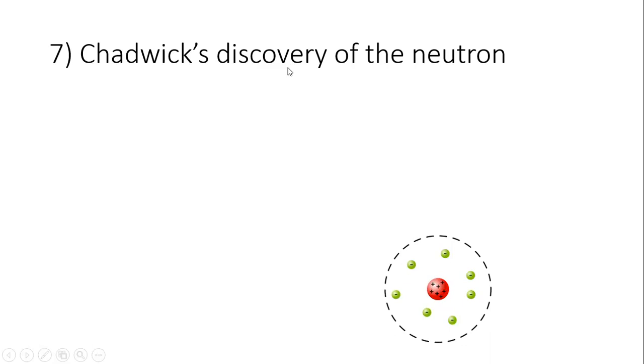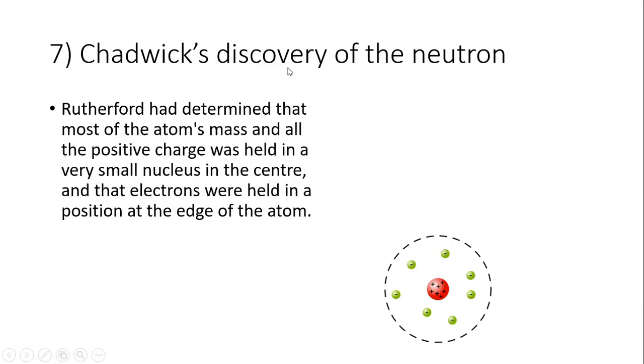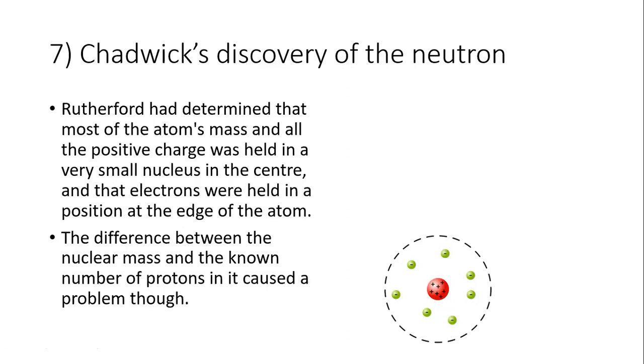Okay, Chadwick's discovery of the neutron. Rutherford had determined that most of the atom's mass and all the positive charge was held in the small nucleus in the center, and the electrons were held in position at the edge of the atom. The difference between the nuclear mass and the known mass of the proton indeed caused a problem. You can measure the nuclear mass, then you can also build up the atom from the number of protons. Then you find the nuclear mass and the proton mass are different. So why is it different?